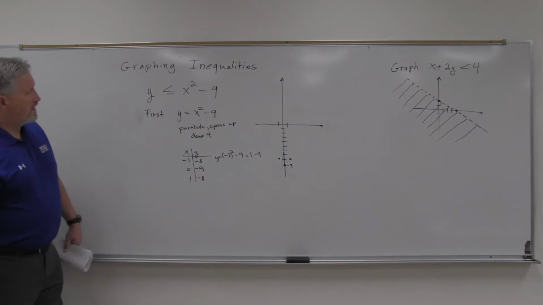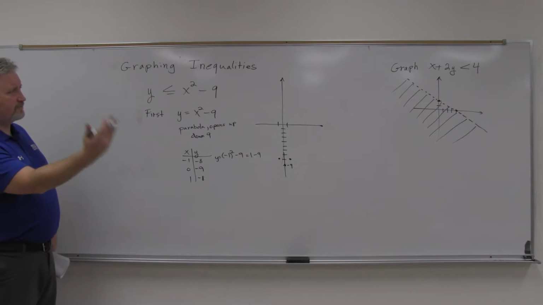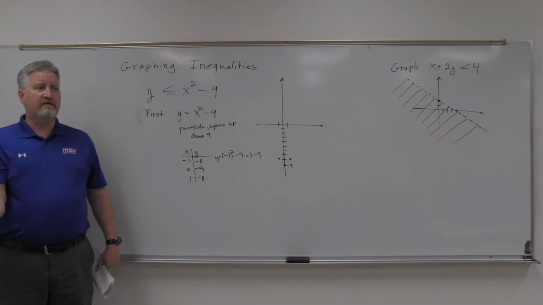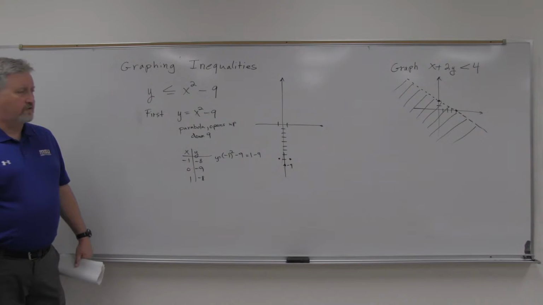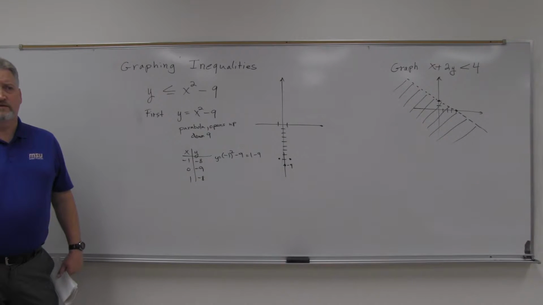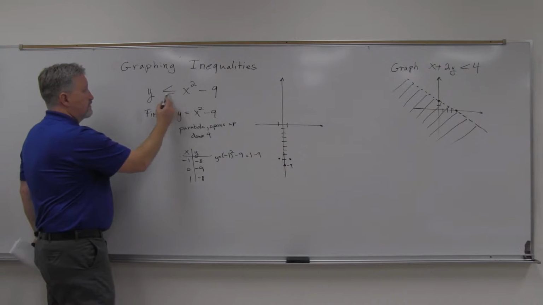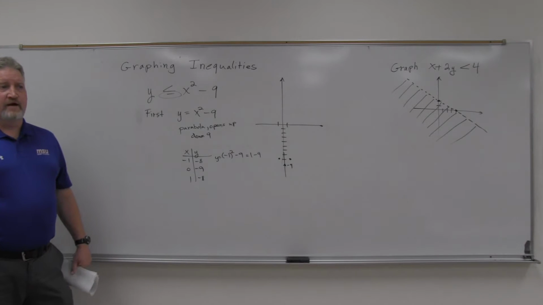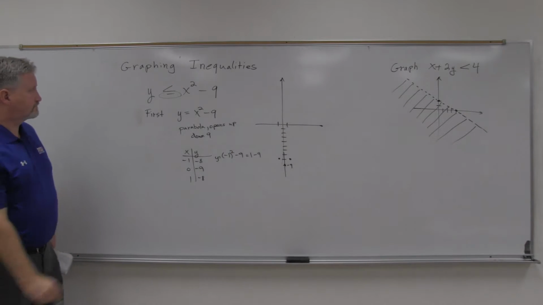All right. Now, like we said, we could sometimes just dot that in. In this case, do I want a dotted or a solid? Solid. Solid, yeah. You want a solid if you have the equal to part in your inequality. Right.